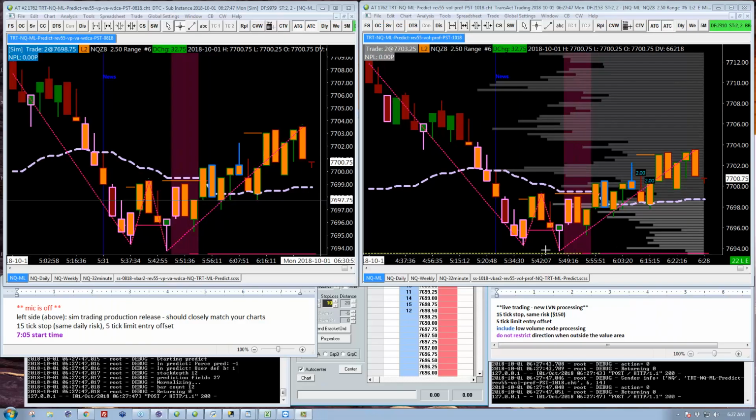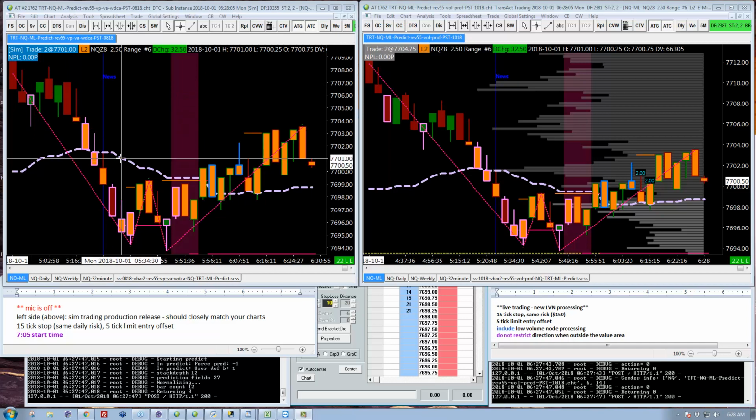All right, so what I have set up here is on the right, I'm running the new version that I'm burning in. This version includes special processing of the low volume nodes. On the left is the production release charts.